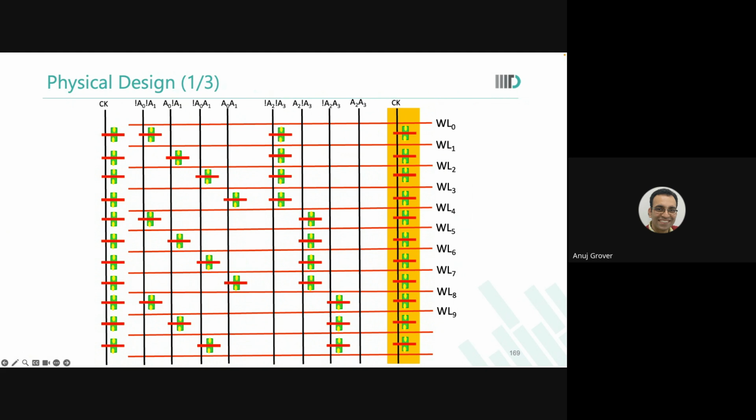I have not shown metal ones and metal twos over here, but you do realize that finally this has to be a NAND gate, which connects the PMOS over here and the NMOS on the other side to be able to generate the word line.